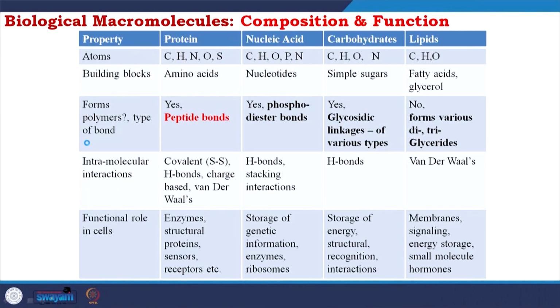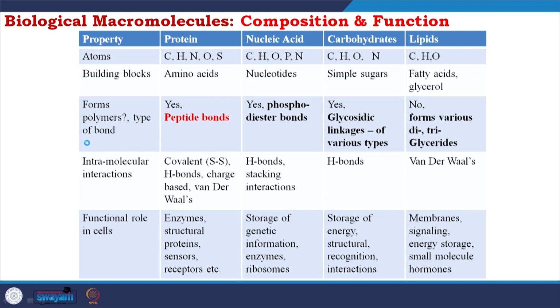Lipids do not form polymers, they form various di- and triglycerides. What are the intramolecular interactions? For protein: covalent bonds, disulfide between the cysteines, hydrogen bonds, charge-based salt bridges, van der Waals interactions, base stacking and all. For nucleic acid: hydrogen bonding and stacking interactions. For carbohydrates: hydrogen bonds. For lipid: mostly van der Waals and hydrophobic.